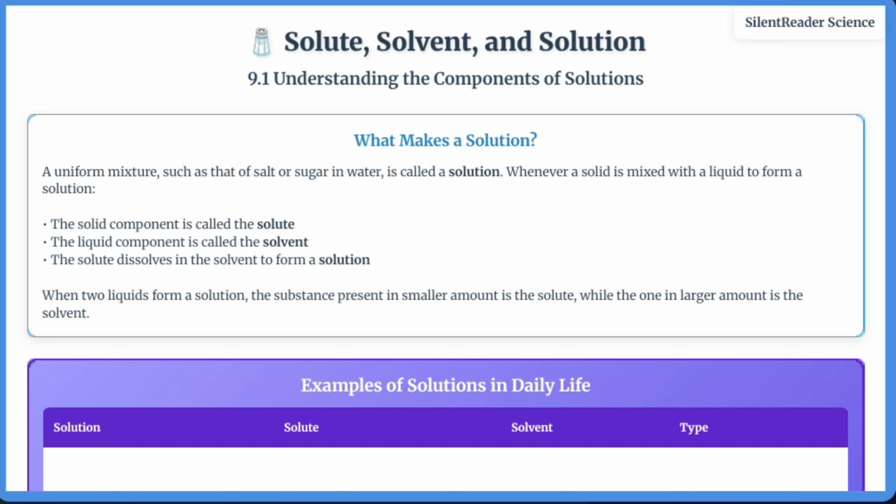Interestingly, even air is a solution, with nitrogen as the solvent and oxygen, carbon dioxide, and other gases as solutes. The gulab jamun syrup is another fascinating example where, despite having more sugar than water, water is still considered the solvent. Understanding these components helps us predict how substances will behave when mixed.